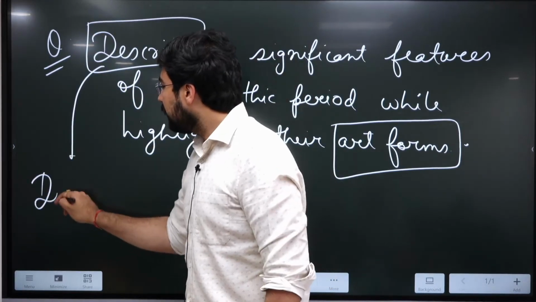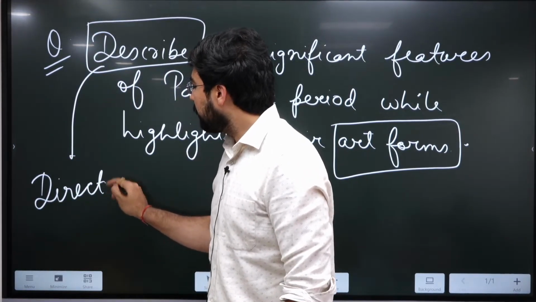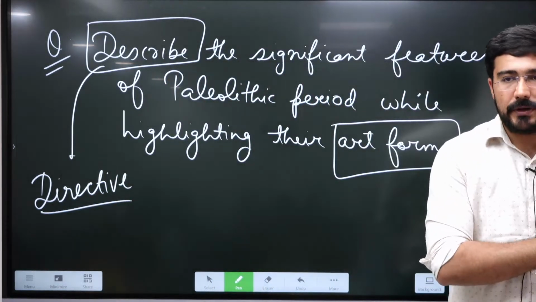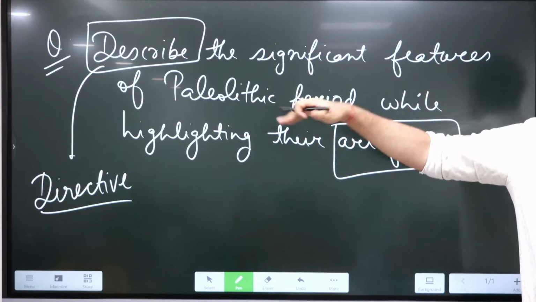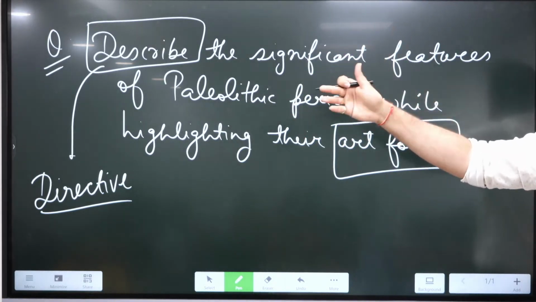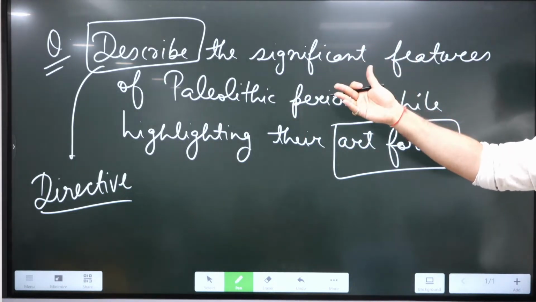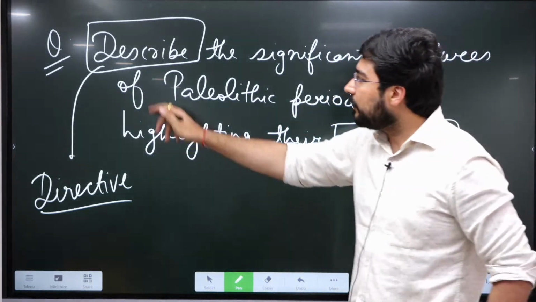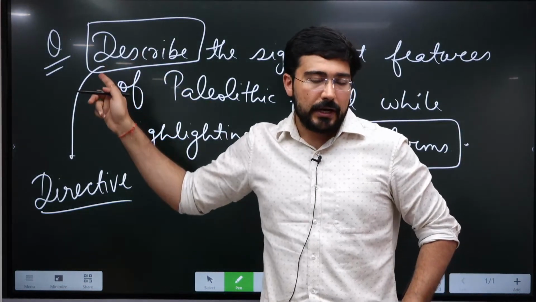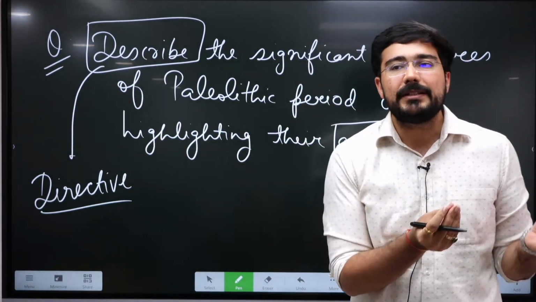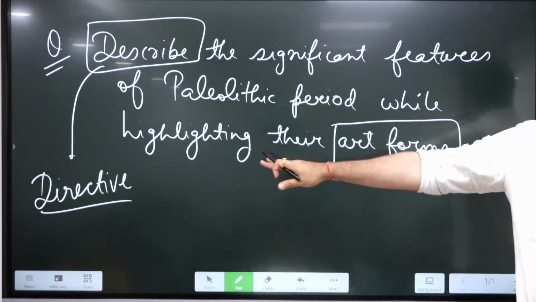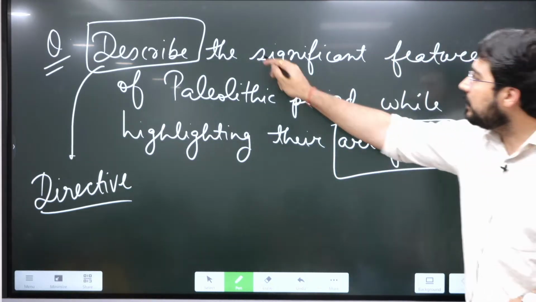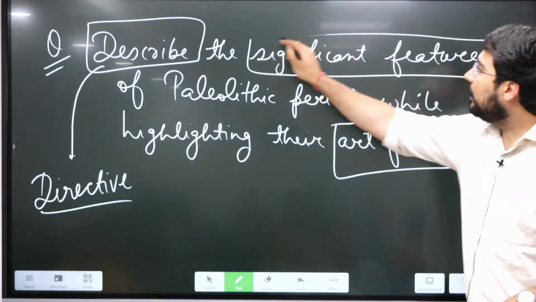This is known as the directive. Whenever any question is asked by UPSC, they'll give you a directive like describe, explain, critically examine, justify, state, etc. Your answer structure will depend upon this. Describe and explain are the easiest directives that you can get in any question. So you have to describe the significant features.